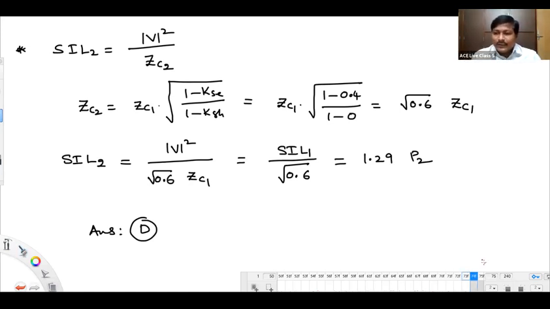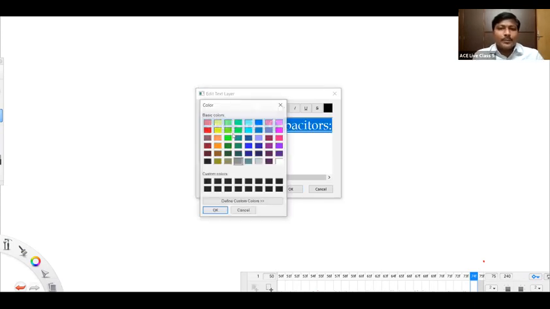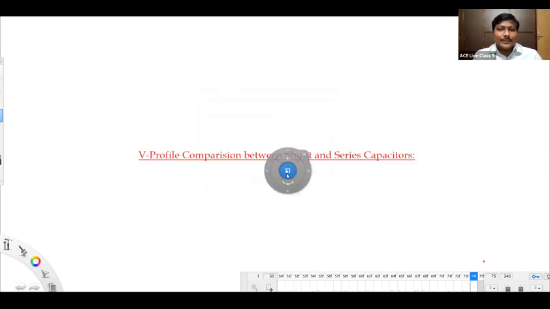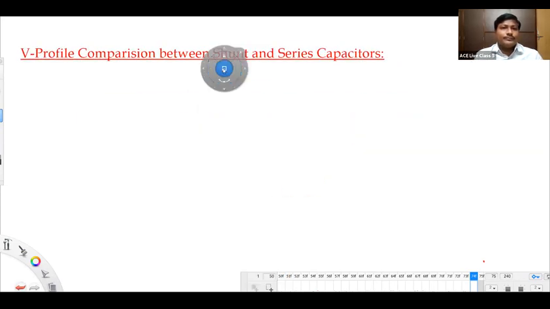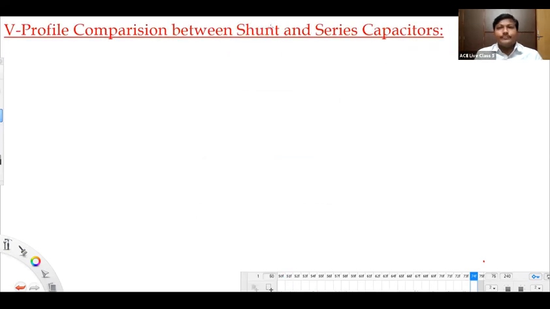Let's say first one, voltage profile comparison between series and shunt capacitors.